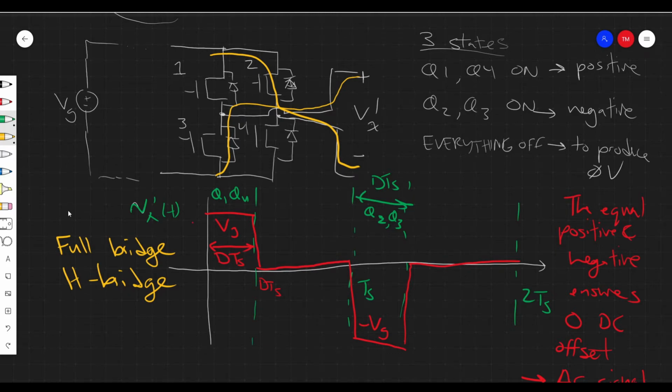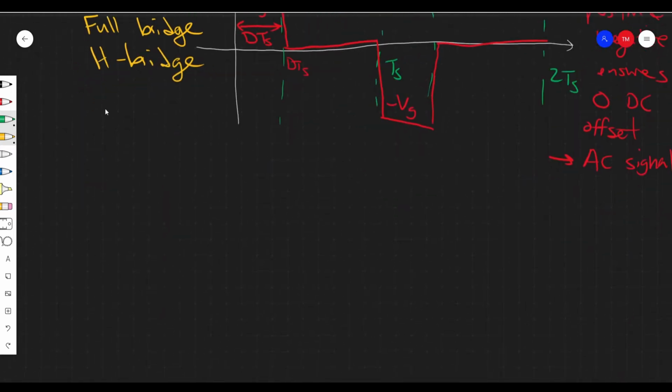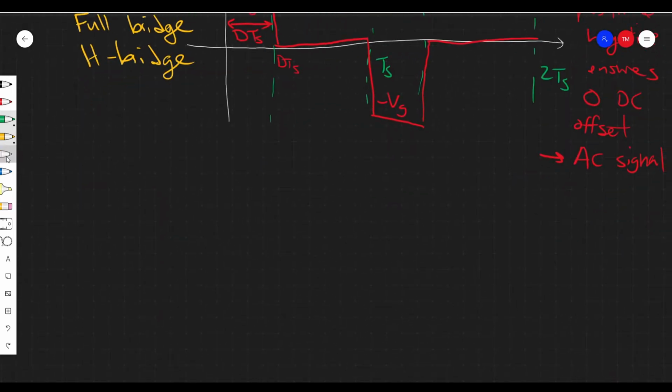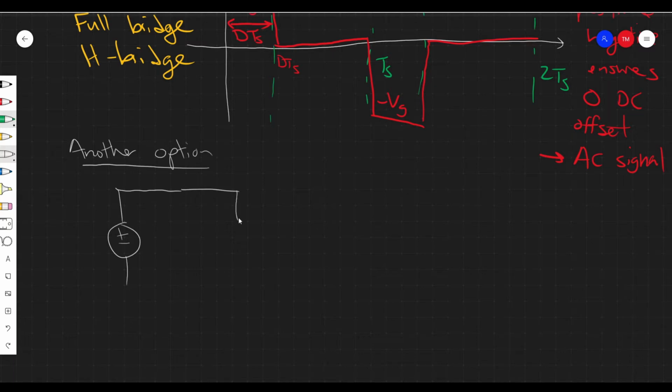So this is one option we could have for the DC to AC converter. Another common option looks like the following. So another option looks like this. Again, we have some VG, and we connect it again. So we still have this idea of using this buck kind of leg to produce an alternating voltage.